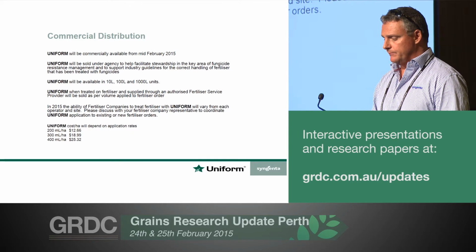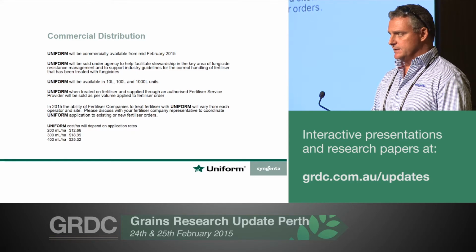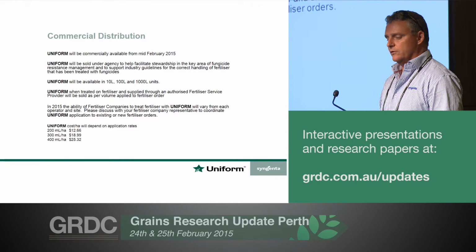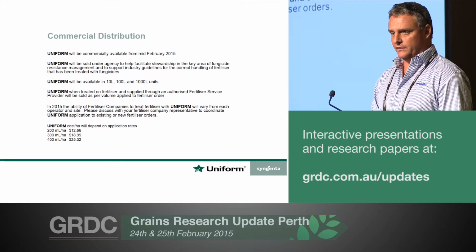Some cost per hectare, moving from the 200 mil per hectare rate at $12.66 all the way through to the 400 mil at $25.32.